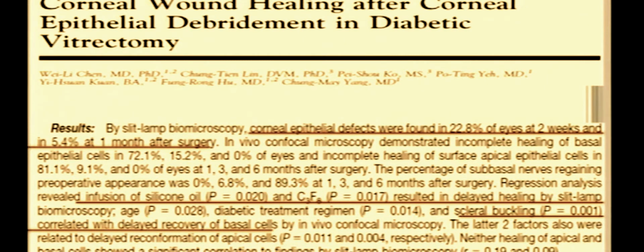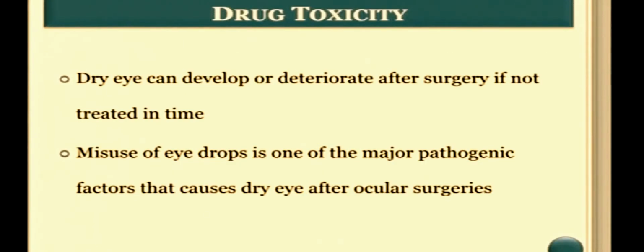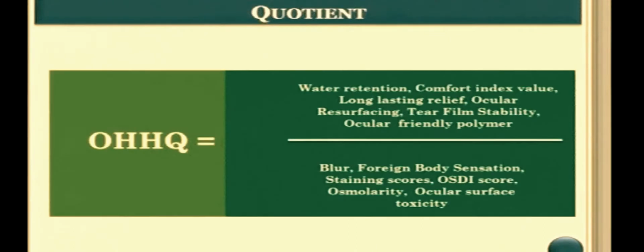Now this is one study which found out that there was an ocular surface disorder after vitreoretinal surgery, and they found out that there was a positive correlation of injection of silicone oil with the causation of ocular surface disorder. Now we use so many drugs after surgery, and that can also have its toxicity.